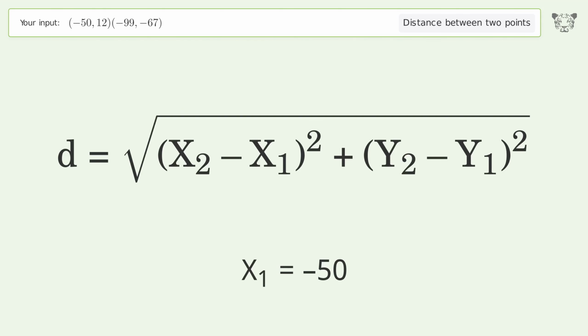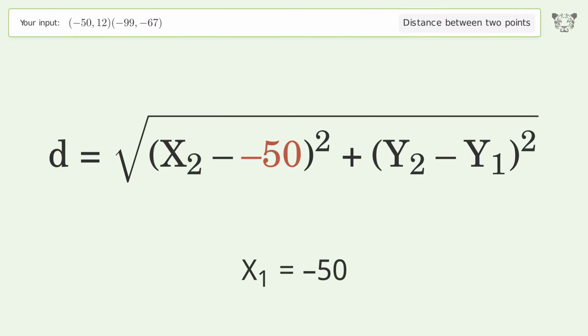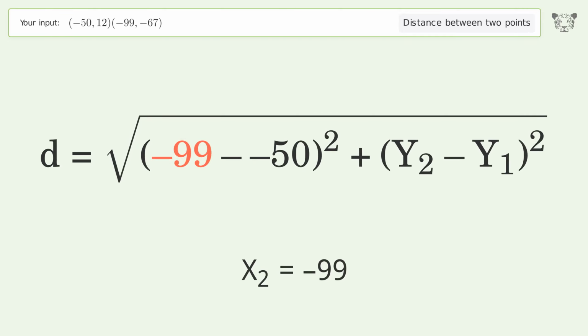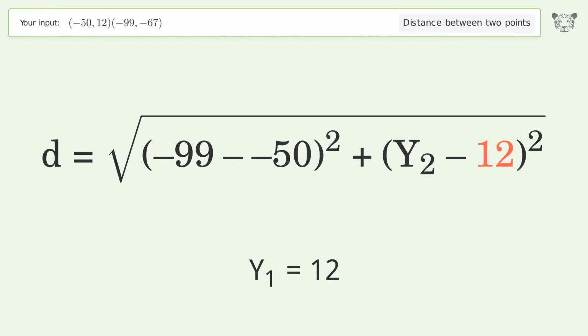x1 equals -50. x2 equals -99. y1 equals 12. y2 equals -67.